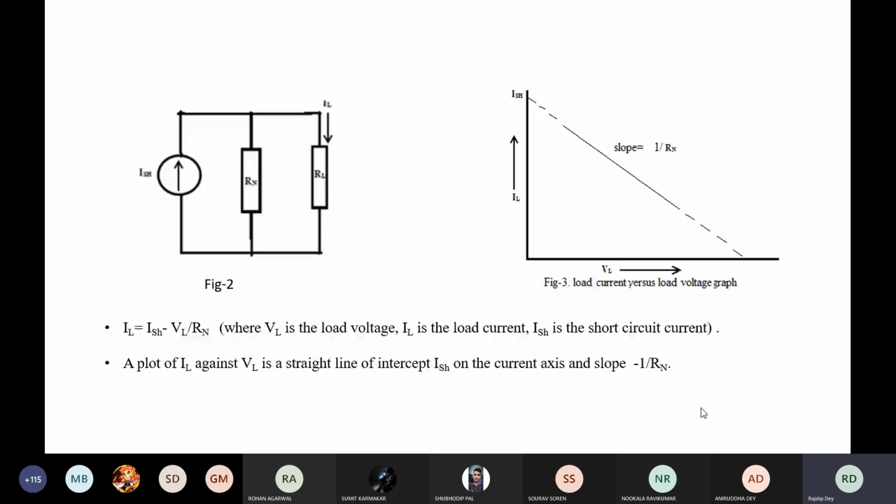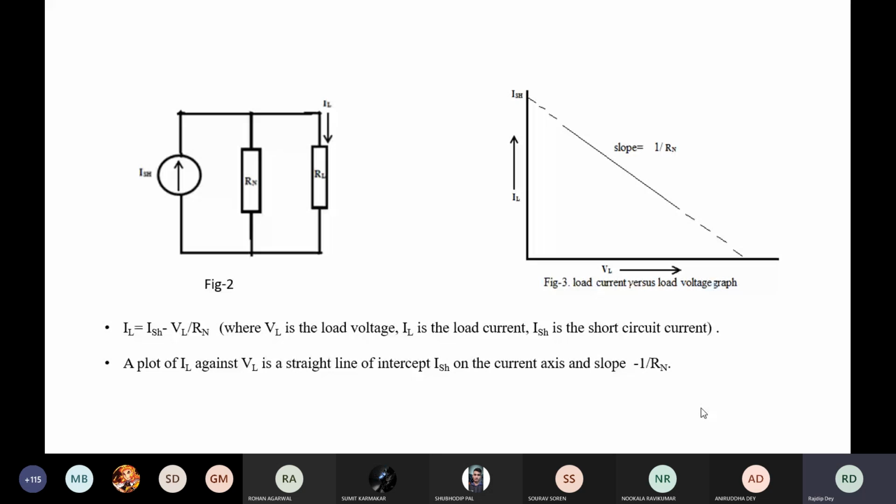You can see this is the relation between the load voltage and load current, IL and VL, and this is something like y equals mx plus c, where c is ISH and our m is minus 1 by Rn. So from this equation, we can plot the graph between VL and IL, where we get that our y-intercept will be equal to ISH and our slope will be equal to minus 1 by Rn. Here there is a mistake. The slope should be minus 1 by Rn. Okay.